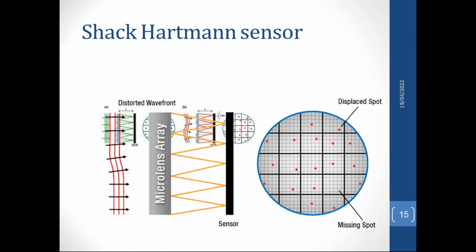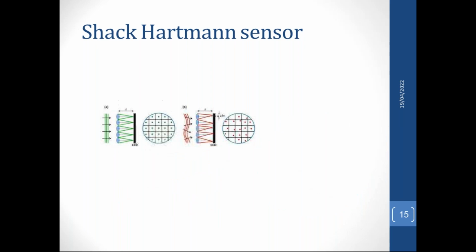The Shack-Hartmann sensor is a CCD in front of a micro lens array. The distorted wavefront measures, sorry about the picture, the displacement of the spot of light based on the reference light, and this displacement determines the curvature of the wavefront. The collected measurements determine the wavefront of the incoming light.